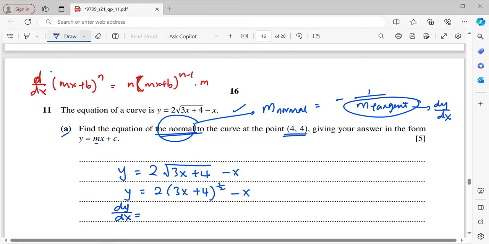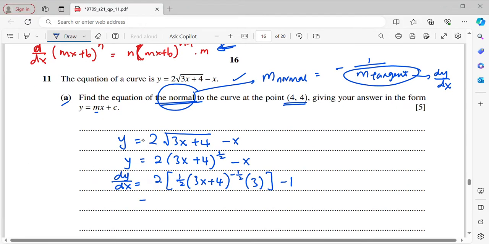So now there is a 2 outside there, so I will just remain. Now to differentiate degree half of 3x plus 4, I will just apply this formula: bring down the half, rewrite the function, and the degree minus 1. So half minus 1 is minus half. Then after that, differentiate 3x plus 4, it will be a 3. Close bracket, and differentiate minus x is minus 1. So then from here, I will simplify first. The half and 2 cancel. Then you will be getting 3 over square root of 3x plus 4, because of the negative degree, then minus 1.